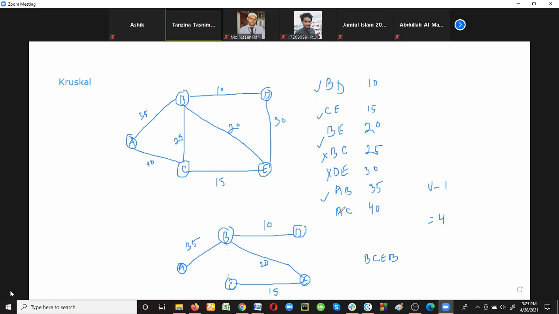Okay, and the next one is AC. Can you take that edge AC? No. Why not? Because look at this. It's creating a cycle ACEBA. That's why we'll ignore that edge AC.